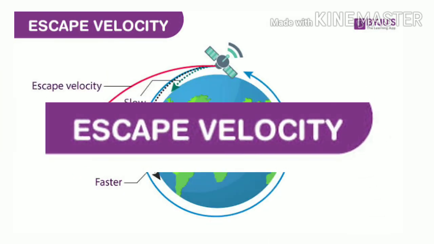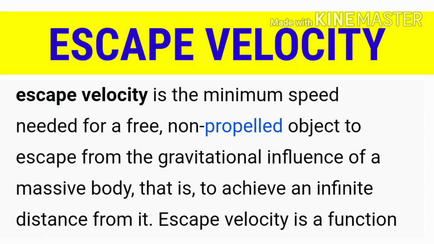Now the third point is escape velocity. When a body is thrown vertically upward from the surface of the earth, the minimum initial velocity of the body for which the body is able to overcome the downward pull by the earth and can escape the earth forever is called the escape velocity.